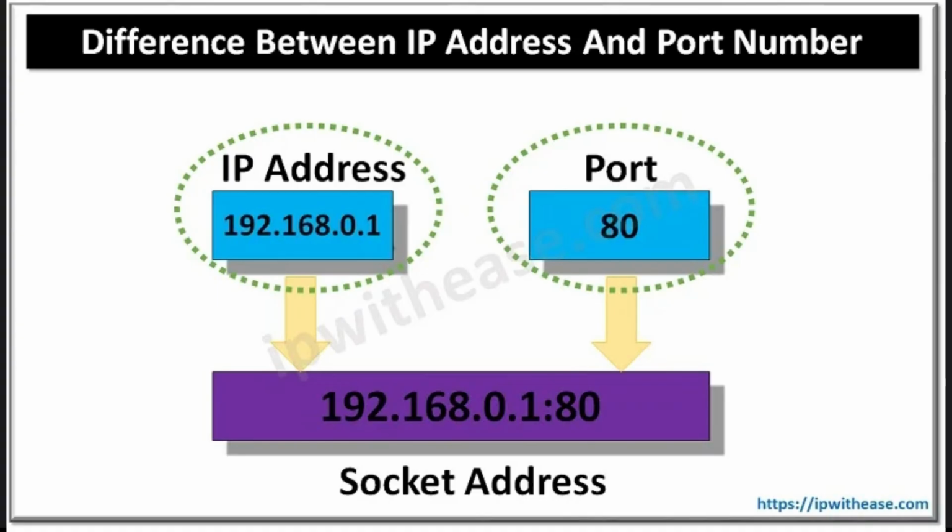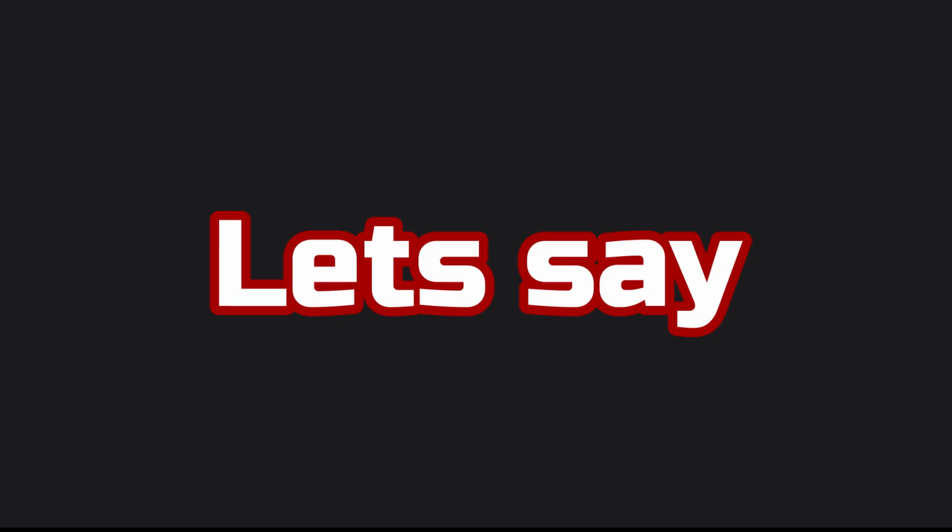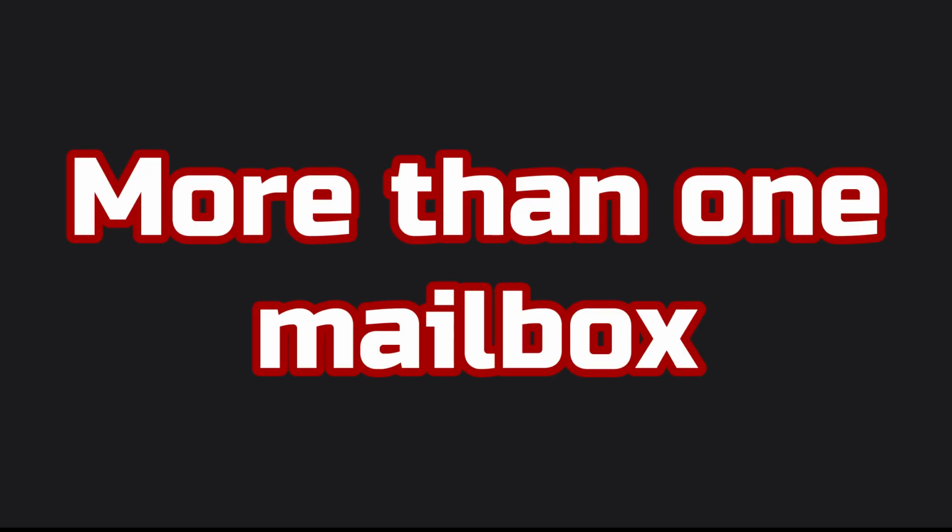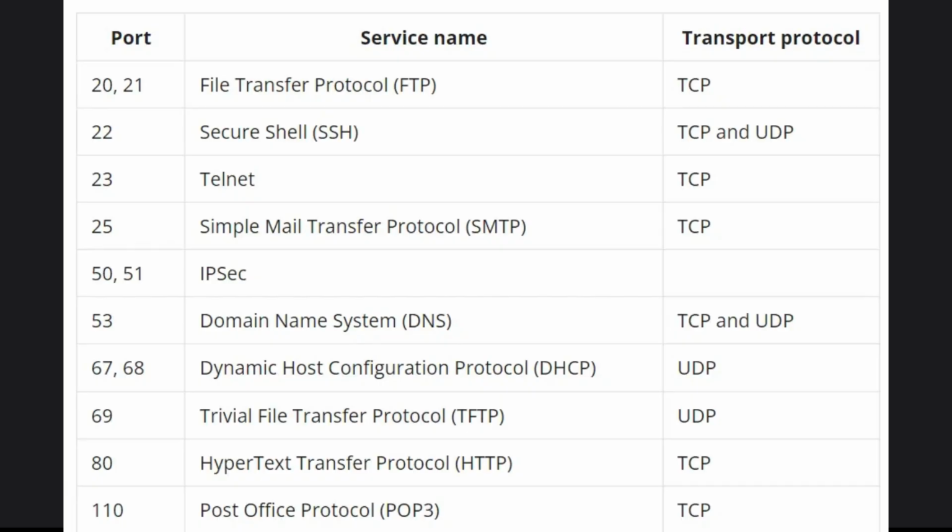This IP can also be further specified into which port you wish to get the info on. Let's say for some crazy instance you have more than one mailbox. Your port number specifies which mailbox the letter goes to.